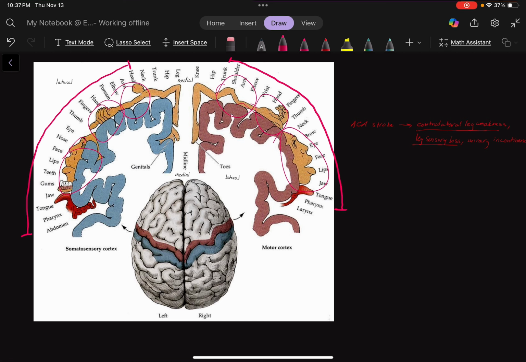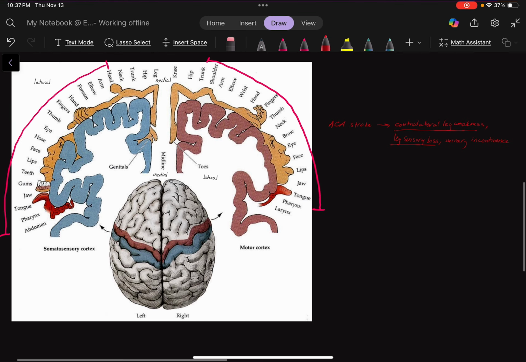So the way I like to think about it, as you go from lateral to medial of the brain, the most medial part of the brain covers like the legs, okay? And the most lateral part of the brain covers like the face and the arms and the hands, okay? So in a middle cerebral artery stroke, you're gonna get contralateral face weakness, arm weakness, and sensory loss in the face or arm, okay?